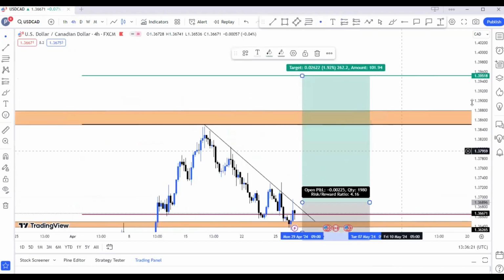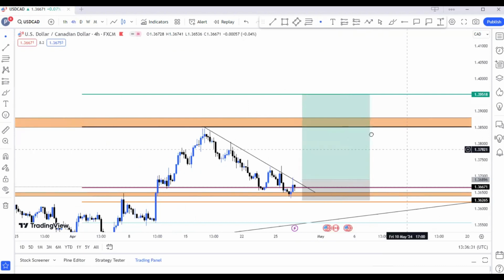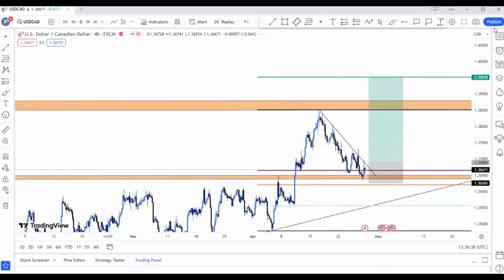The Fibonacci is going to help us with our target. So this is a potential 1:4 trade. I believe that this new week is going to be a very juicy one for us.